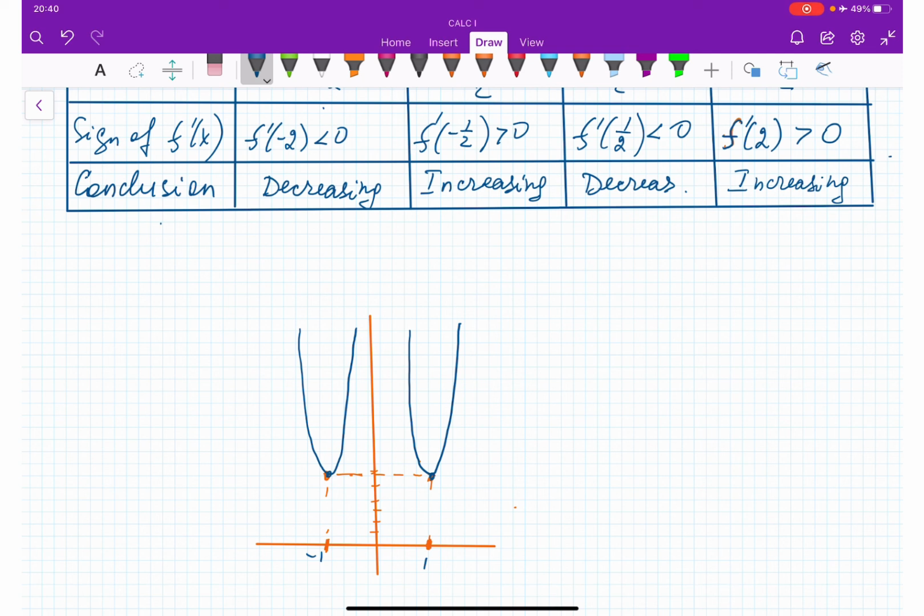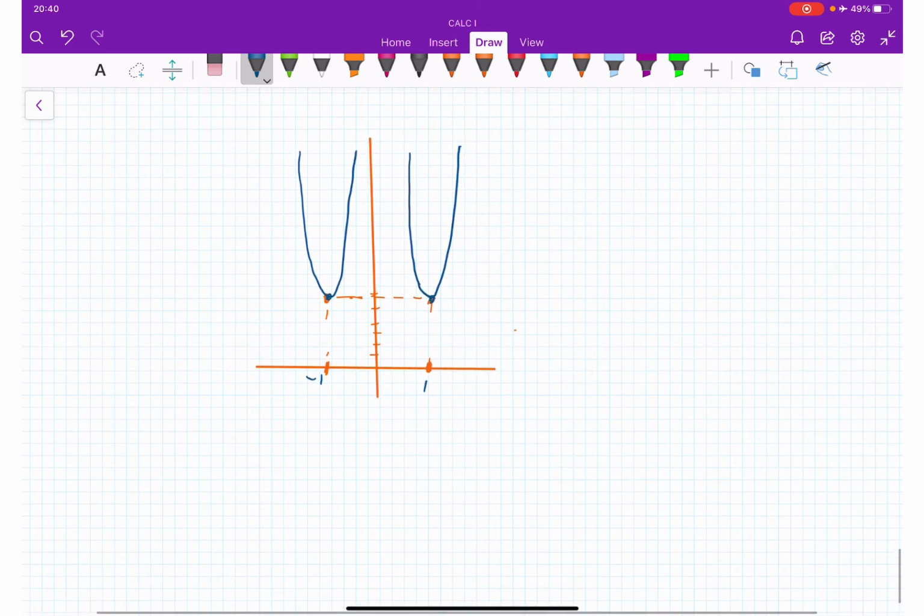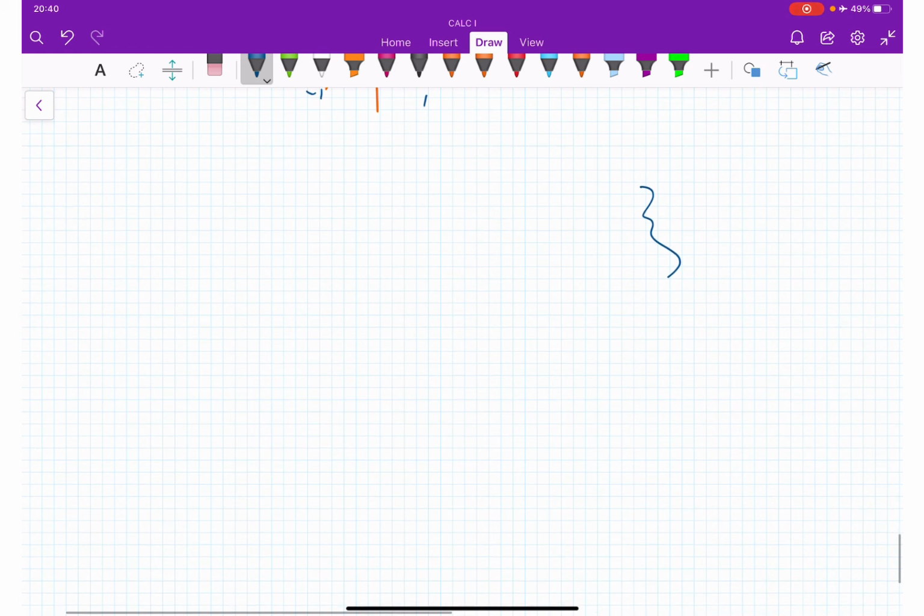Okie dokie. So in the next video I will cover the second derivative, where we are going to explore concavity and then find the extrema of the function.